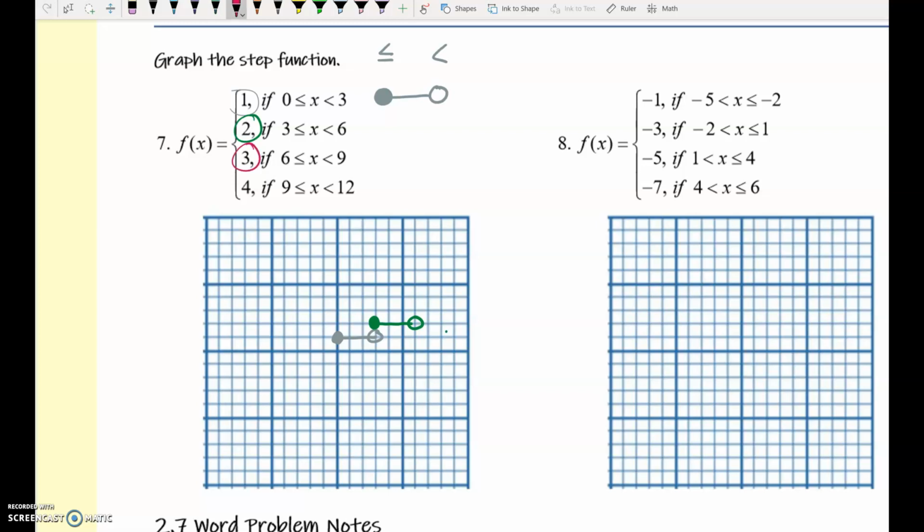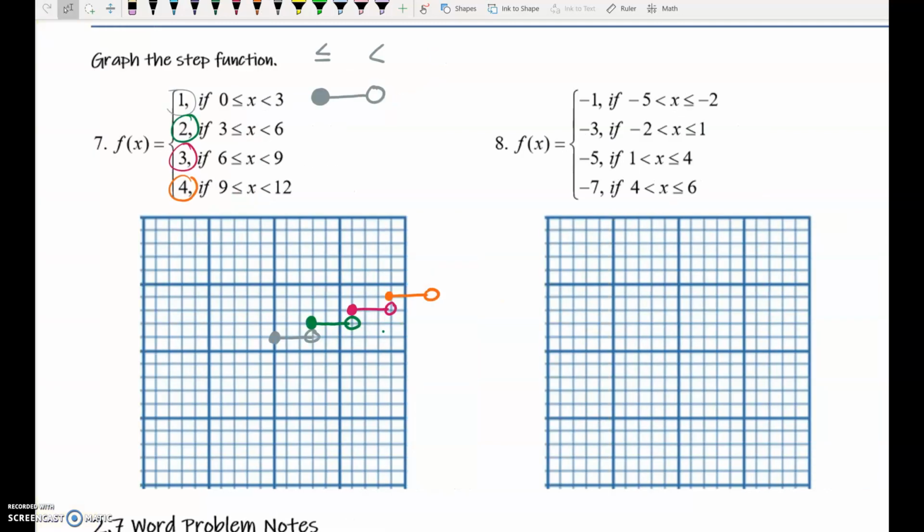The next one is a horizontal line at 3 between the x values of 6 up to 9. My open circle was a little bit small. And then 4 between 9 and 12, which is off the graph, but we'll just kind of make it work. Do you see the stair step? This is why it's called a step function, because it looks like a set of stairs.